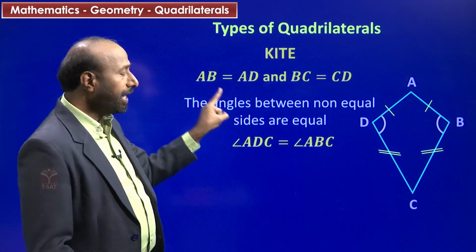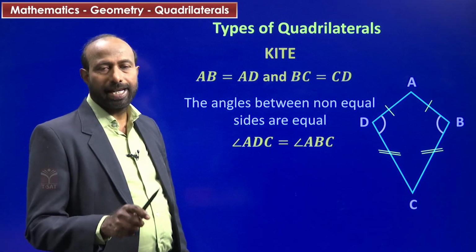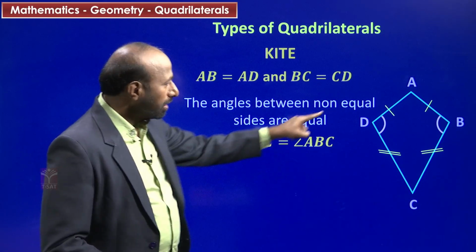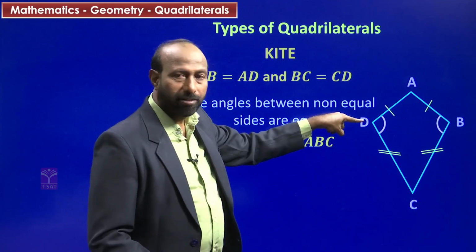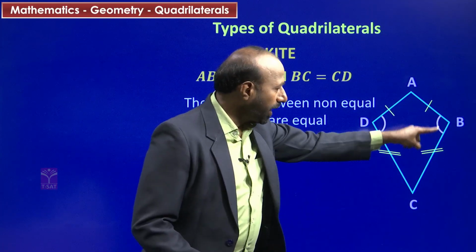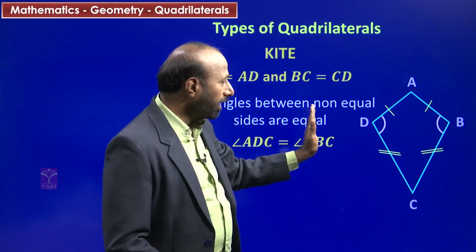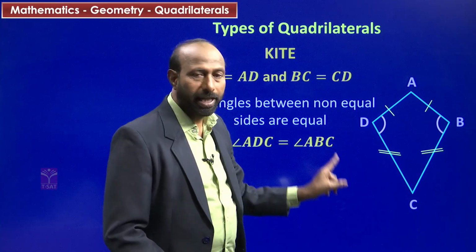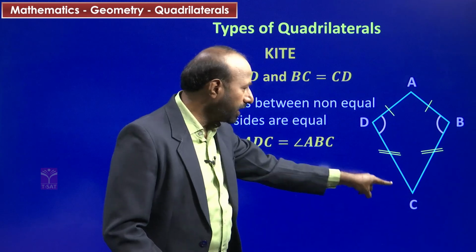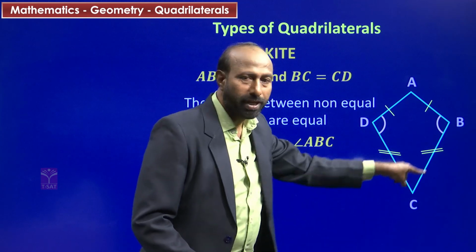Now, the angles between non-equal sides are equal. Here, AD and CD are non-equal sides, as well as AB and BC are non-equal sides. And the angles between non-equal sides are equal. That is, angle ADC is equal to angle ABC.